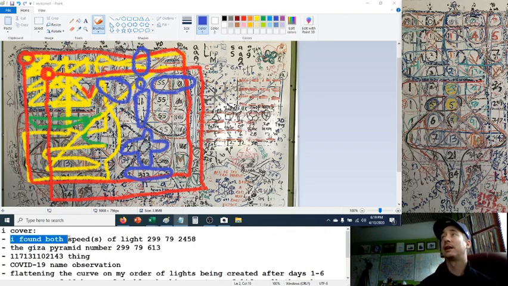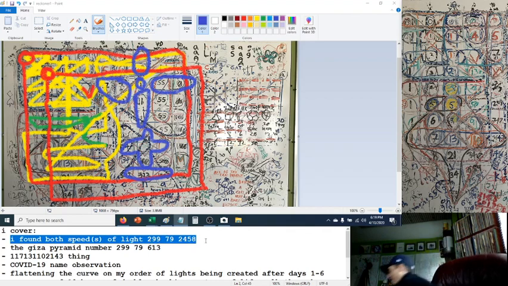Okay, now I found both speeds. Maybe we should timestamp these. I find both speeds of light. So that's the first speed of light. That's the speed of light that we know. As a physicist, I don't even know it by heart, but apparently that's it. I know how to do it.